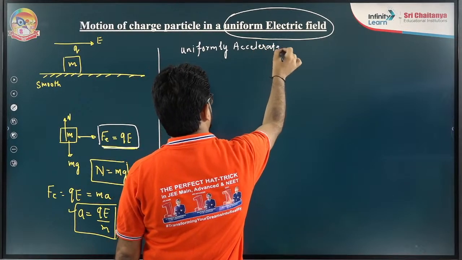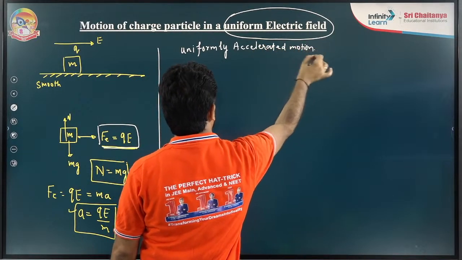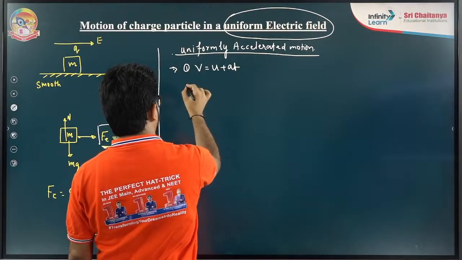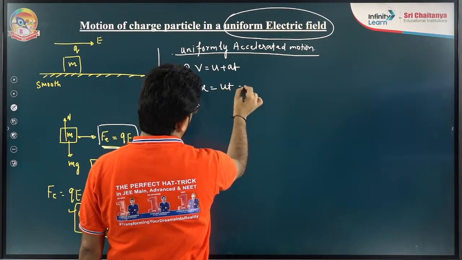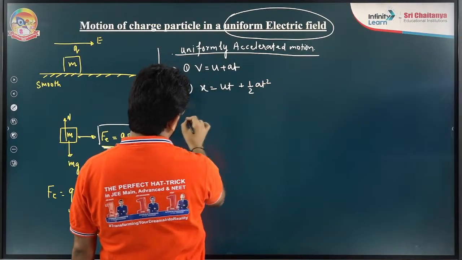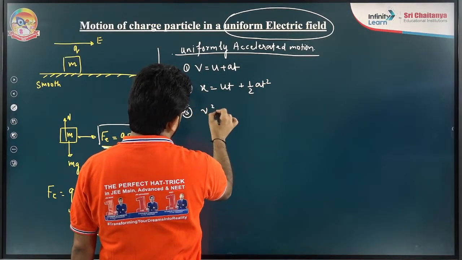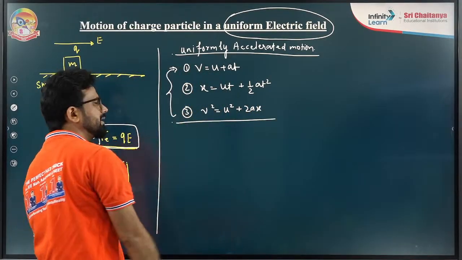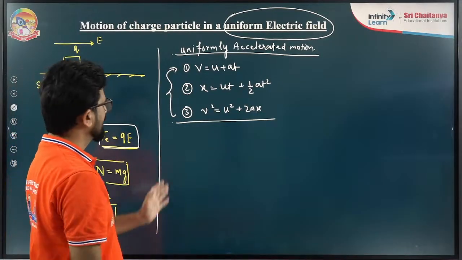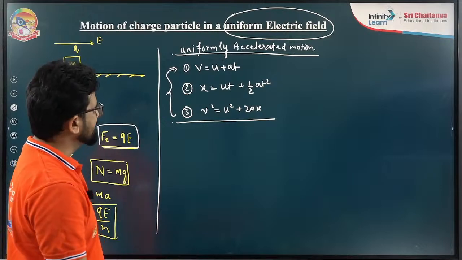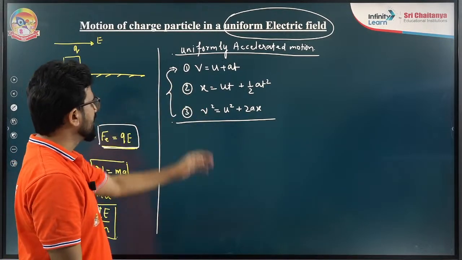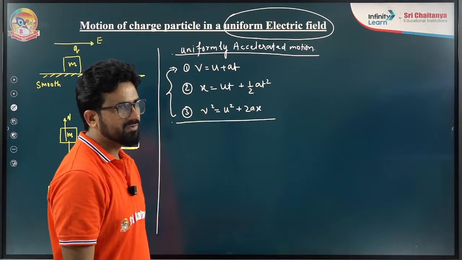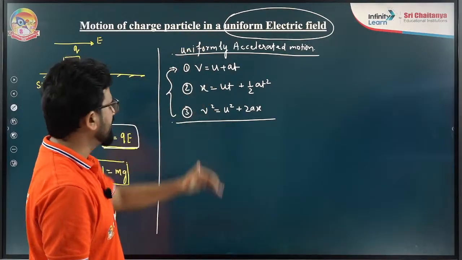If uniformly accelerated motion is there, we can apply these three equations. Equation 1, V equal to U plus AT. We can apply X equal to UT plus half AT square. We can apply the third equation, V square is equal to U square plus 2AX. These are the standard three equations of motion we have seen in motion in a straight line. Using these three equations, we can solve anything.